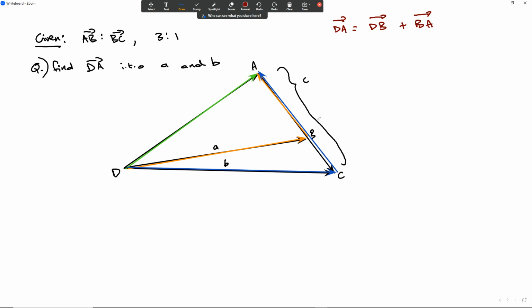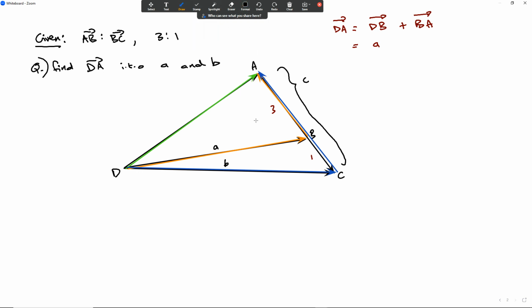Do we have vector dB? Yes, we do. That vector is vector b, right? And do we have vector BA? No, we don't. But we do know this is 1 part to 3. So we know that this is 1 and this is 3 parts. And we also know that vector C goes downwards. So let's quickly have a look at what this means.